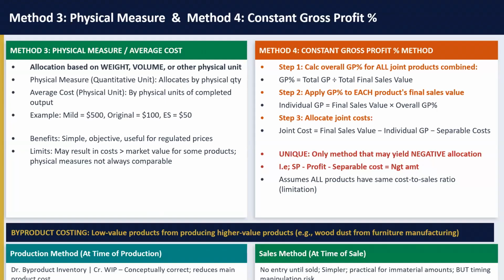So when it comes to which method to use, both the methods are accepted. If the byproduct's value is very significant, you will be using the production method. If it is very insignificant, you will be using the sales method. Okay. So this is how we account for joint products and byproducts.